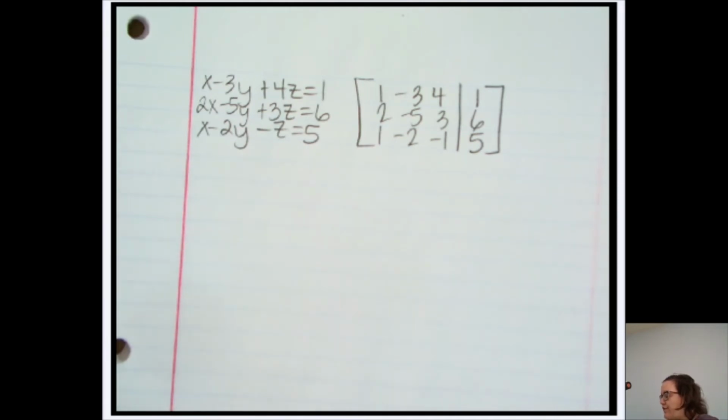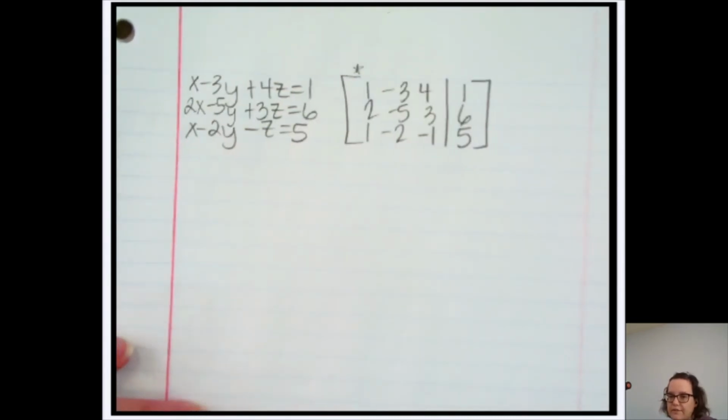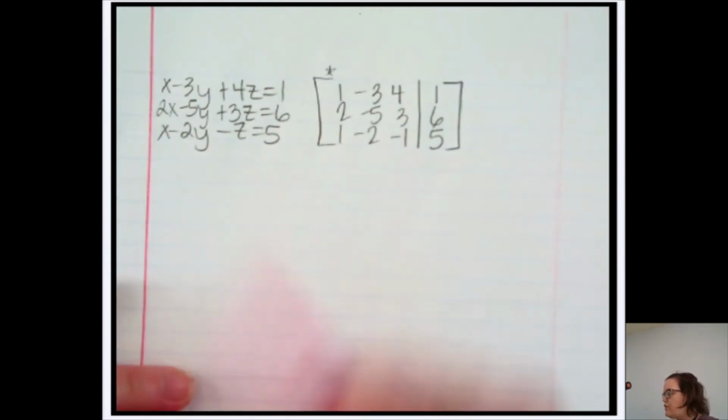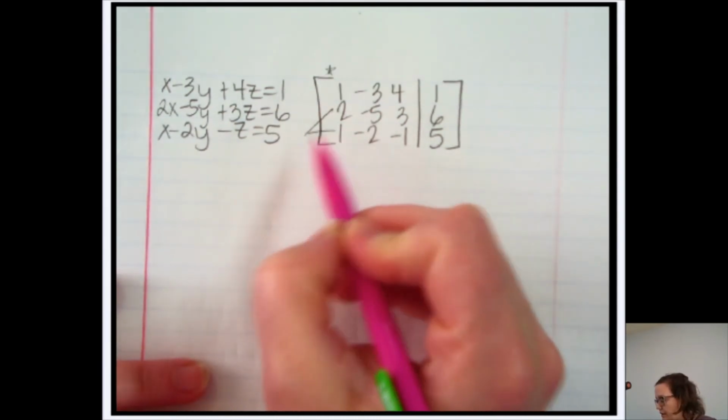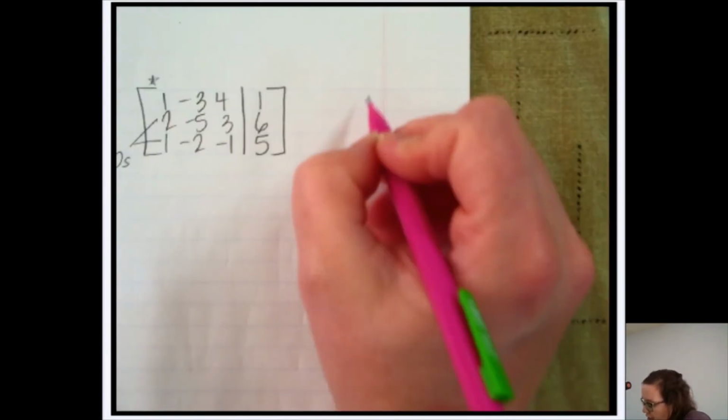So should I flip-flop here? And that's totally up to you. We already have a 1 in that top left, and so that's really nice. So I would just leave it. Okay. We do want to get 0s here. That's the next step. Okay. So we use the first one to do that. We do not change the first one.